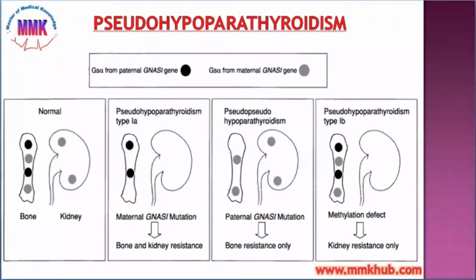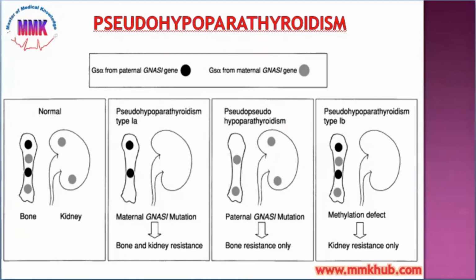This diagram is summarizing the various types of pseudohypoparathyroidism. You can see in type 1A, there is a maternal GNAS1 mutation. GNAS stands for guanine nucleotide binding protein alpha stimulating activity polypeptide. Yes, it is a difficult name, but there is a mutation in this gene, which causes bone and kidney resistance to the parathyroid hormone. In type 1B, there is a methylation defect, which leads to kidney resistance only.